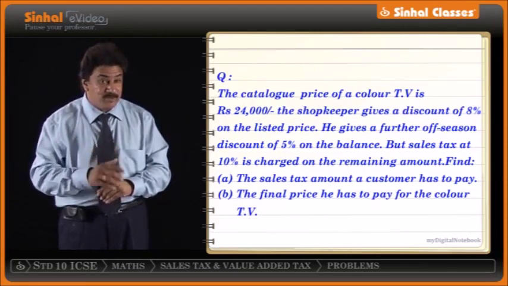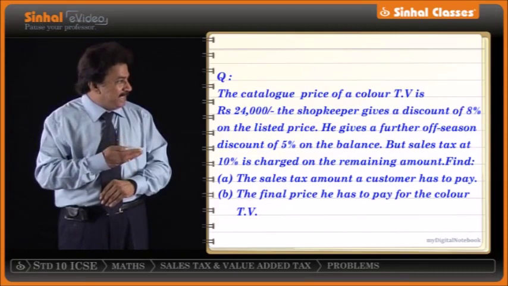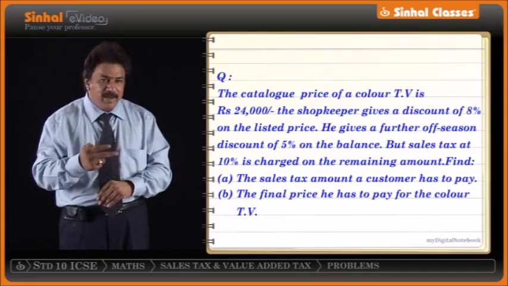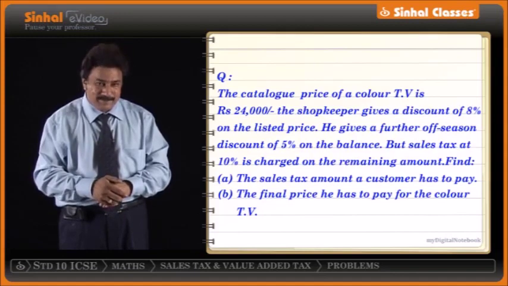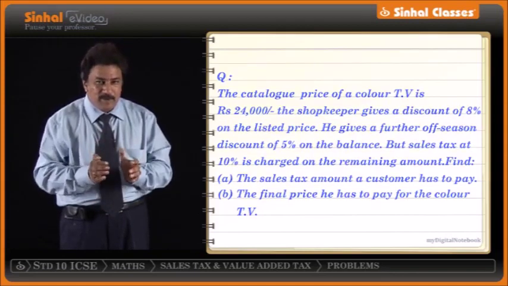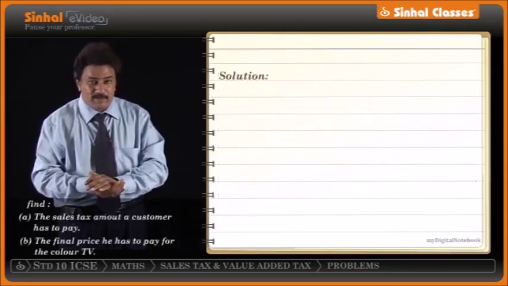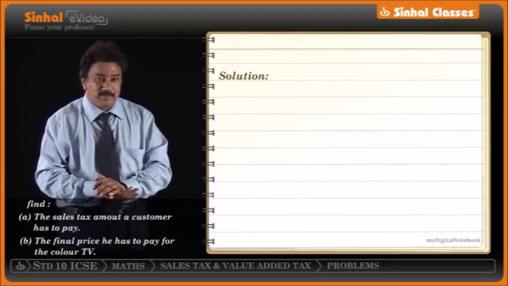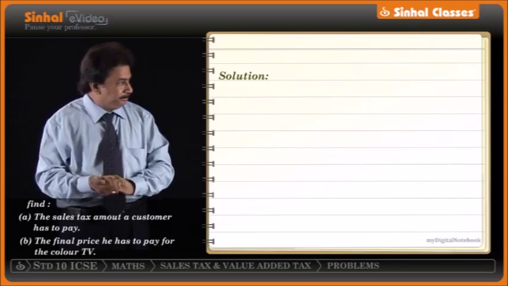Let's see the first question, what is asked. The first part of this question: find the sale tax amount a customer has to pay. Now that will come later on after what? Discounts. So my first job is what? To find the price after discount. Let's start finding the price after the first discount. See what is given to us.